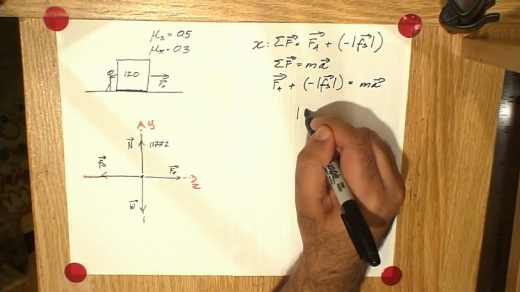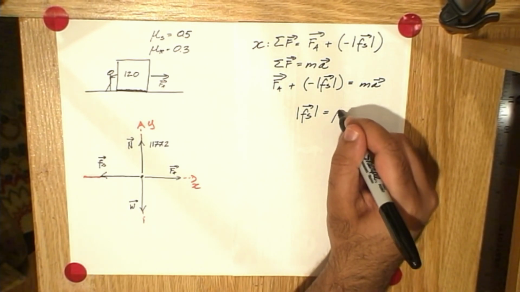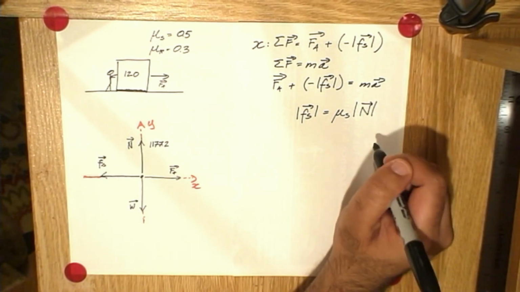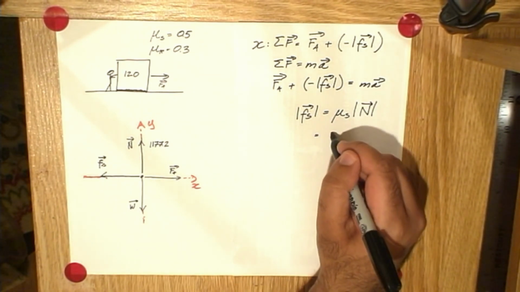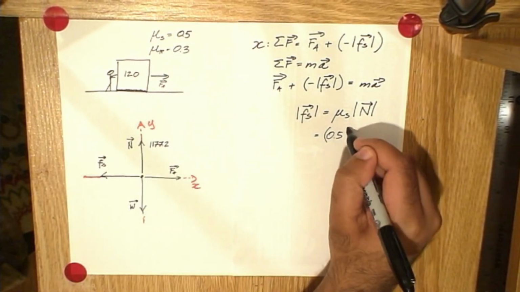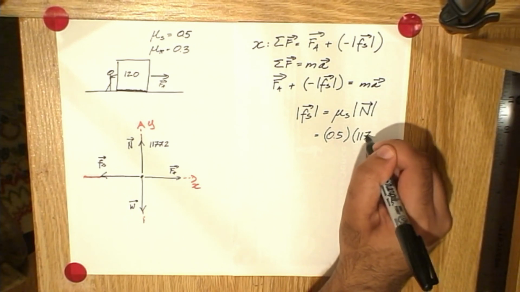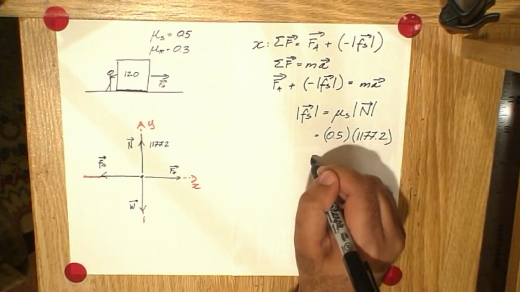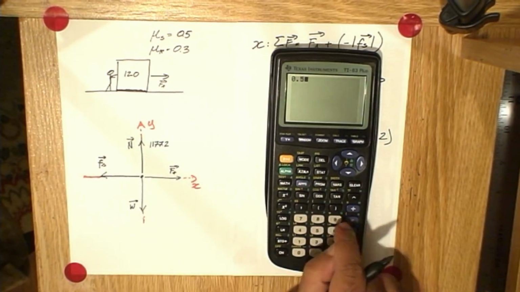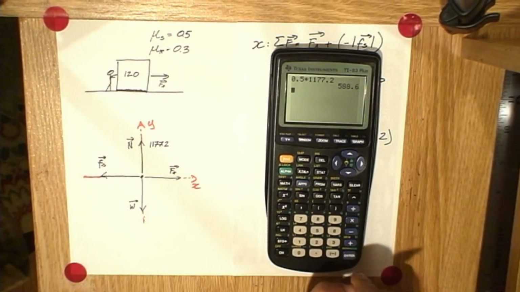So how big is the force of static friction? It's equal to mu static multiplied by the size of the normal force, which is 0.5, we were given that in the question, times the normal force, which is 1177.2. Which is 588.6.